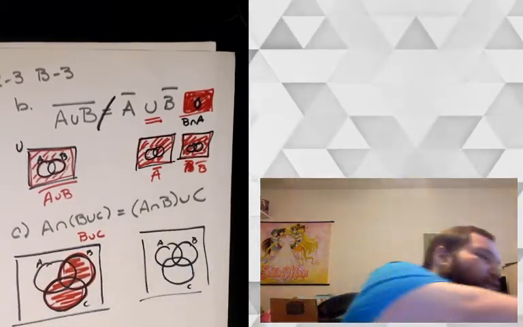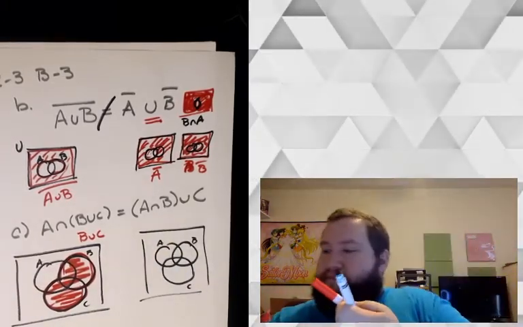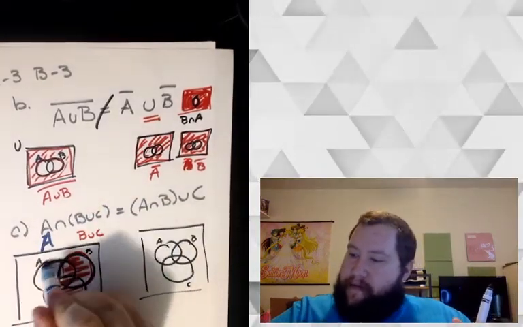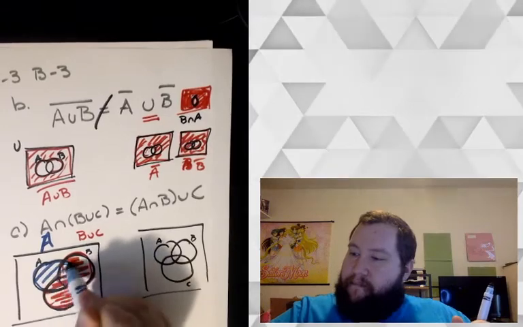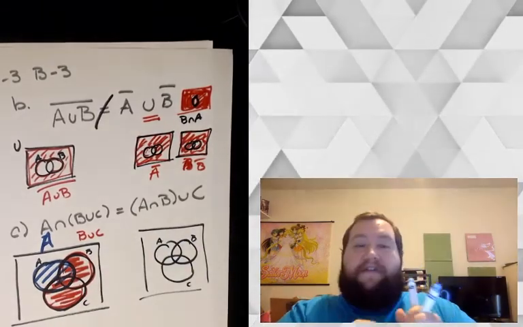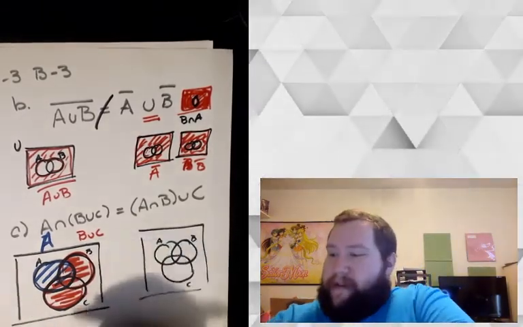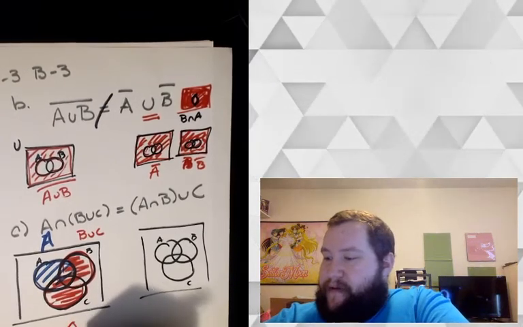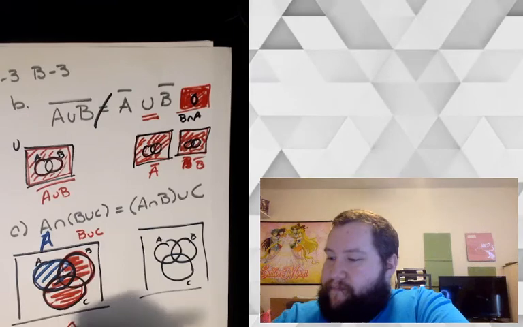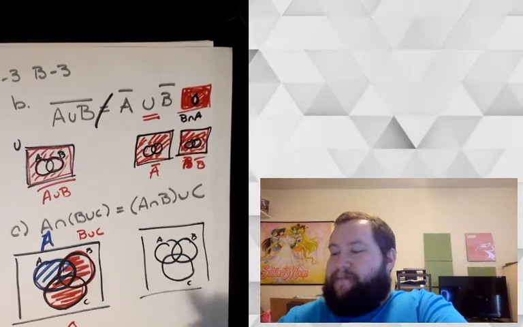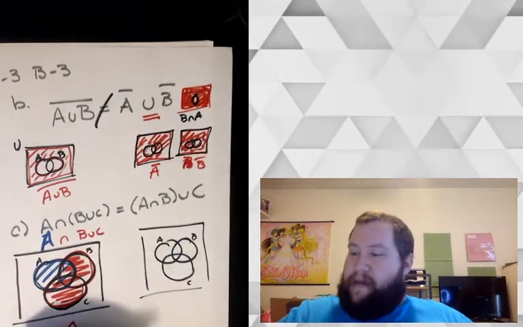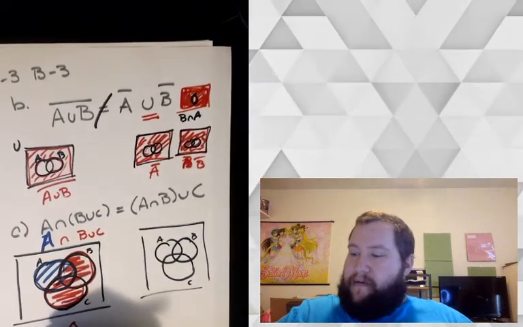And then A intersect. And so A is this circle. And then the intersect is that part that's common to both, and that looks like this. So we have this intersection, and it looks something like that. So A intersect B or C.